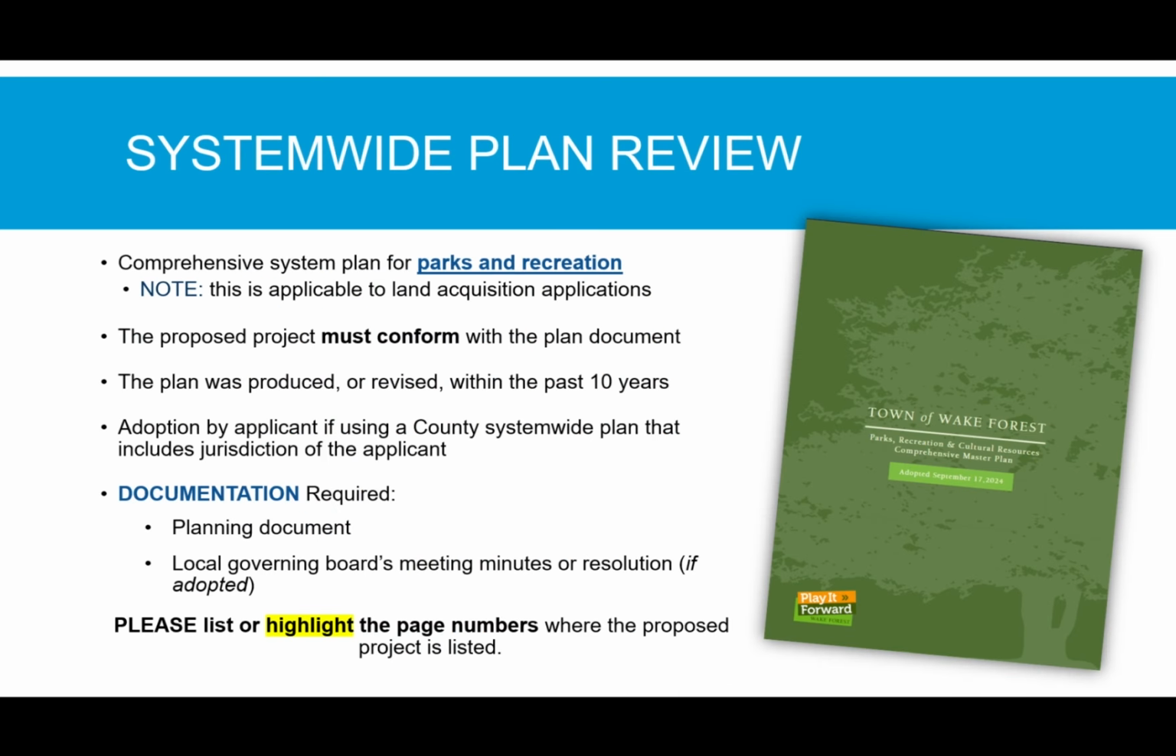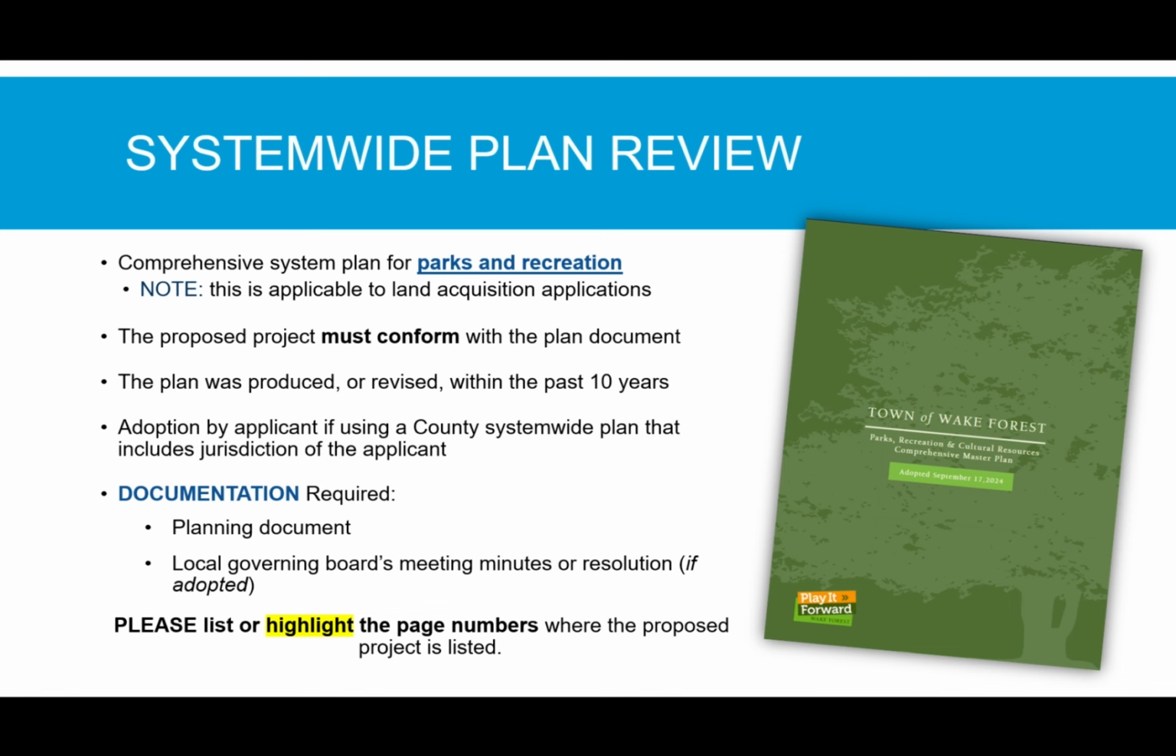The comprehensive system plan for Parks and Recreation: the proposed project must conform with the plan document, like we indicated with the site-specific plan. Say this comprehensive system-wide plan is more general, but the plan documented an area of your jurisdiction where you needed to purchase a neighborhood park or accessible playgrounds were needed in a certain area, then that's how you show that the project conforms with the plan. Again, the plan should be produced or revised within the past 10 years.